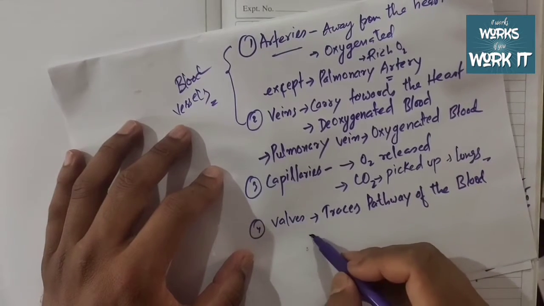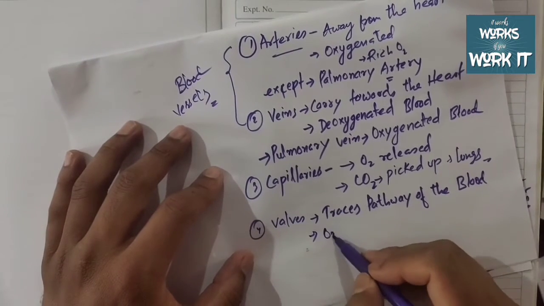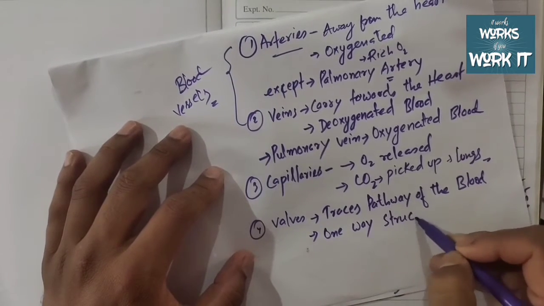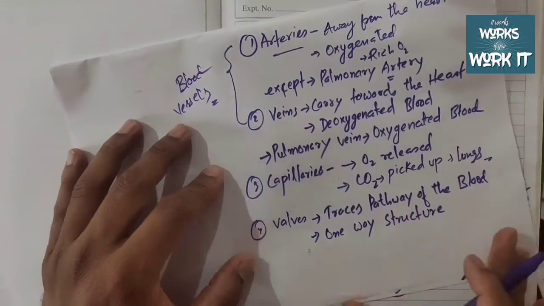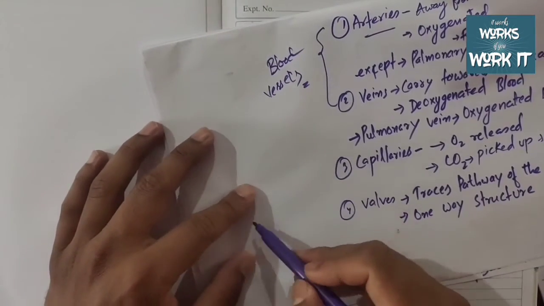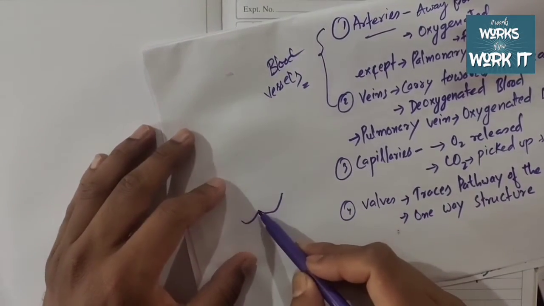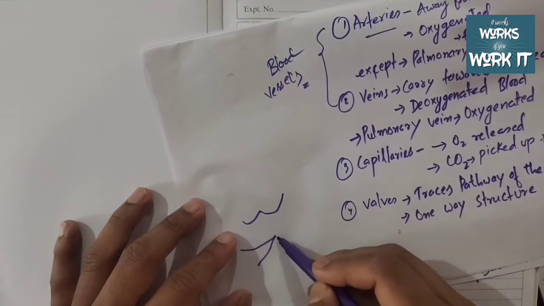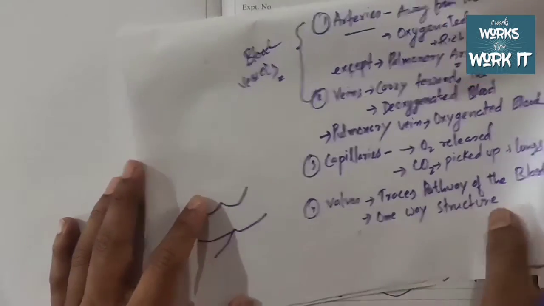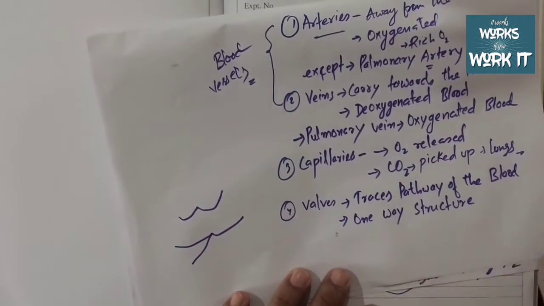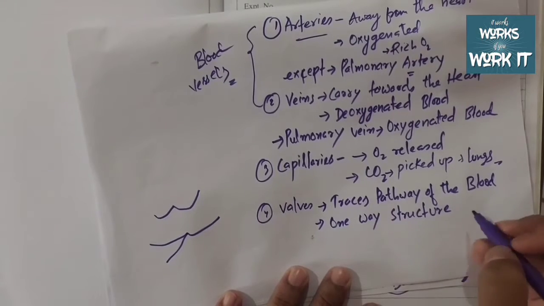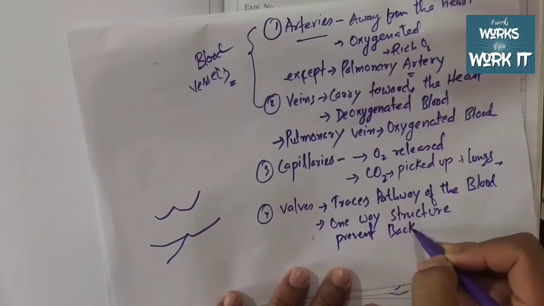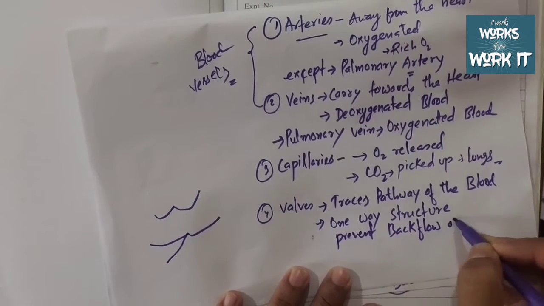Okay, next their structure is one-way structure. They have one-way structure. That means they have a single projection. If I show here, this is the projection. They have the one single projection, or like this, they have the single projection, which helps them to prevent the backflow of blood.